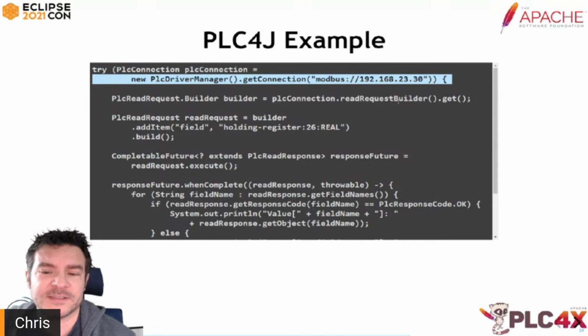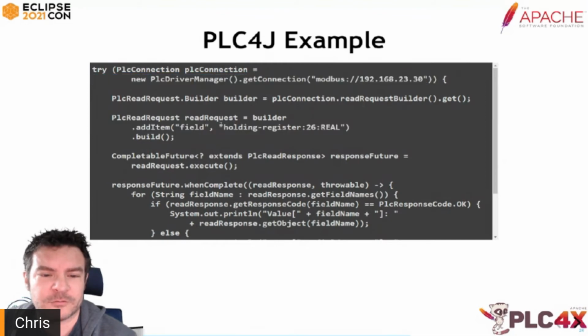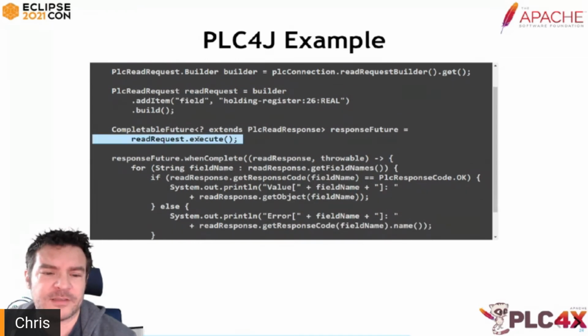And on that, we ask for a read request builder. That is what we need to create read requests. What we're doing here is asking the driver to read this address. This is an address in the Modbus space, and we're going to name it field in our domain. And this is where the read request is going to be executed. And the good thing is you can execute this multiple times. So you only need to create the request once, and then you can execute it as often as you want.